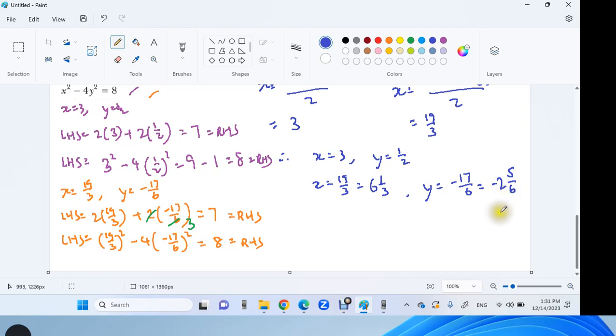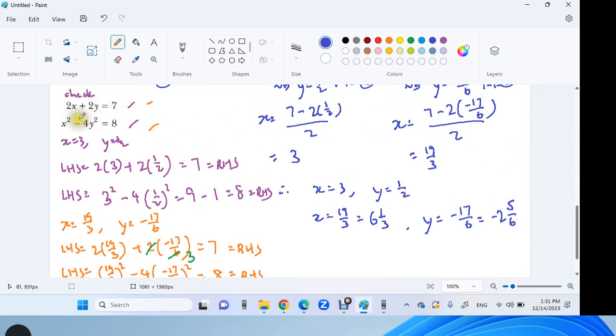But if you have time to check your answer, then you can do it this way. You substitute the values of x and y into the equation, and if the left hand side is the same as the right hand side, then this is the solution. Okay.